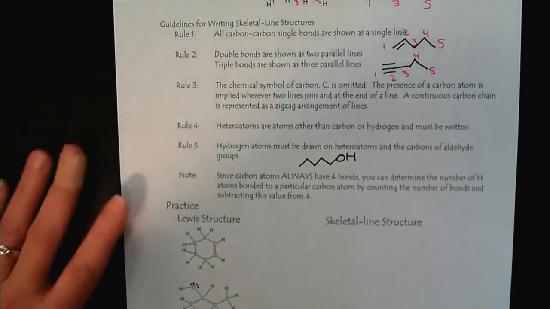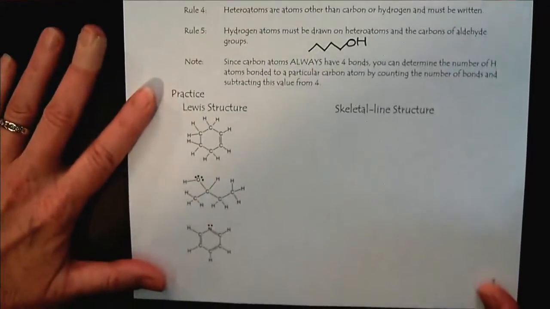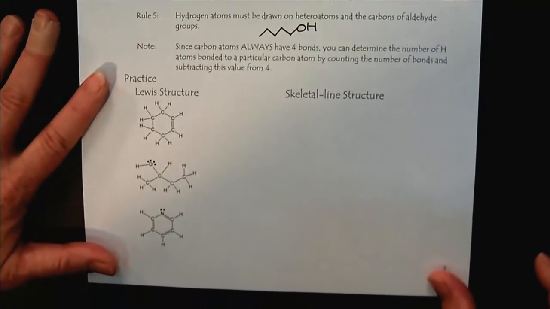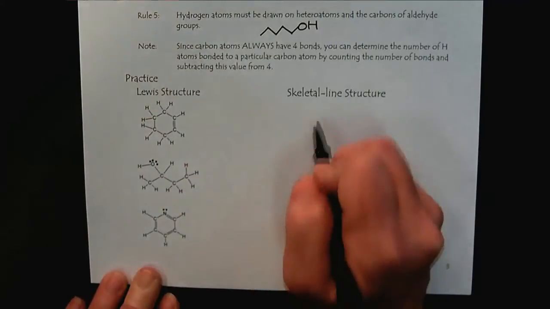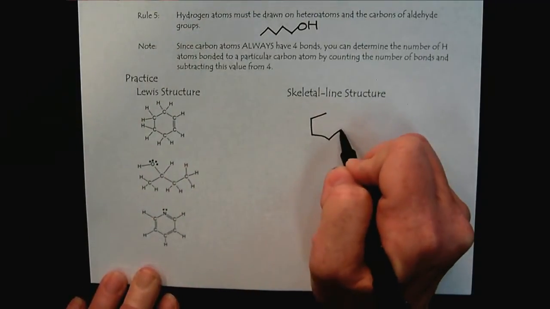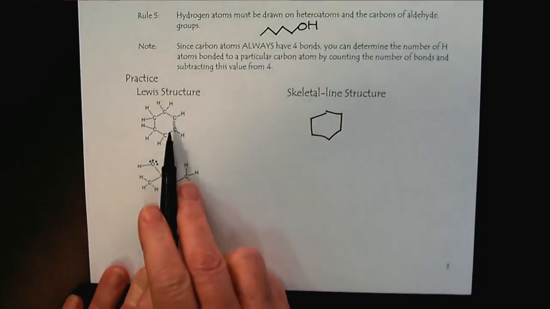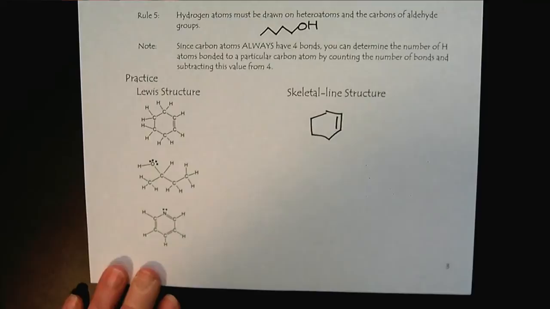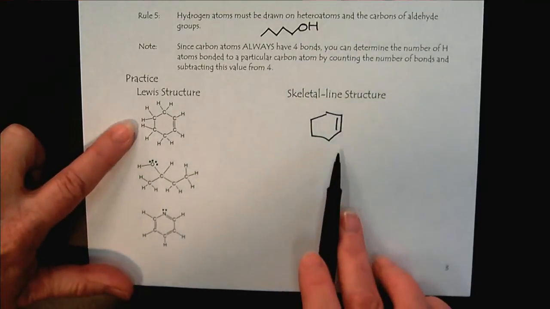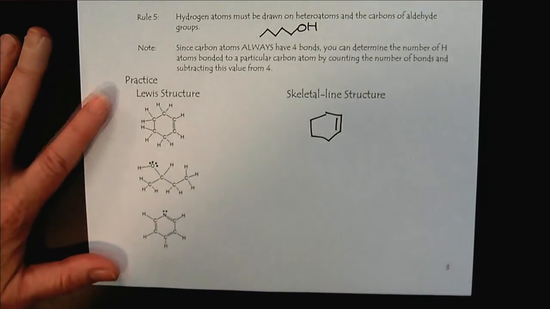So let's practice this a bit. We have some practice compounds right here. Alrighty. So here we can see the carbons are forming a 6-membered ring. And then we notice that we do have a double bond present on the right side. So we have the Lewis structure and the skeletal line structure.